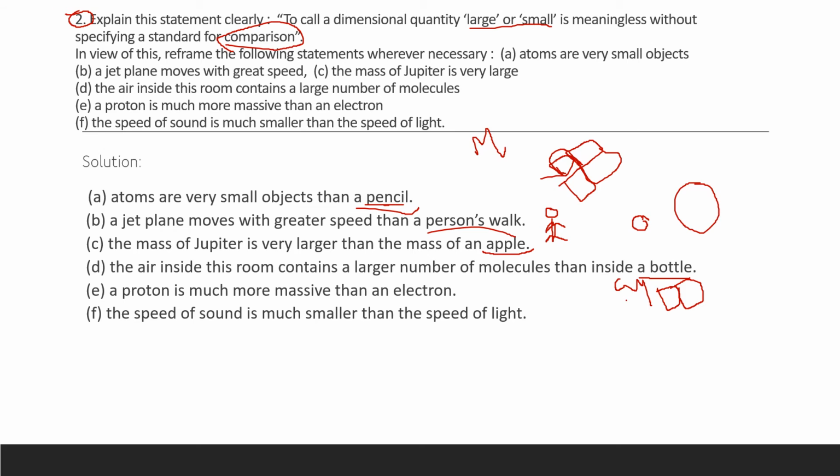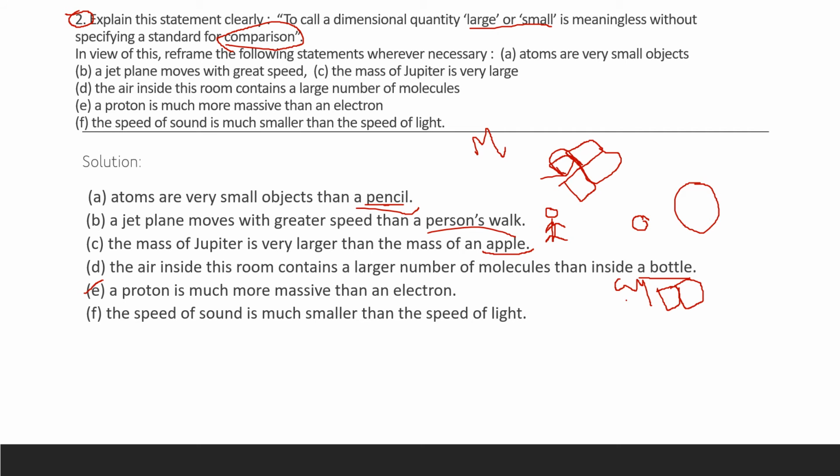Next one, a proton is much more massive than an electron. Read the question again: a proton is much more massive than an electron. Here, no corrections are to be done. It is already given, the proton is already compared. Proton is much more massive than electron.